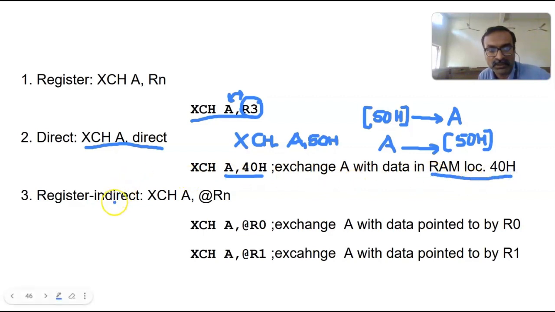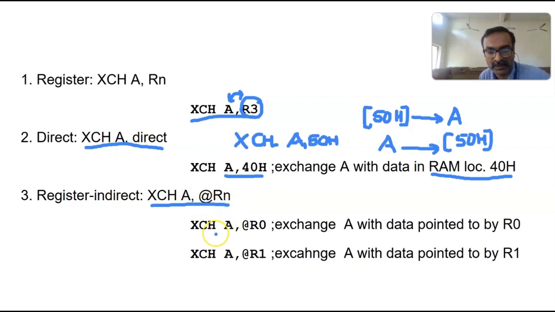And the third option is register indirect, that is XCH A comma @Rn. So Rn is a pointer. So whatever data is there inside the memory location pointed to by Rn, it is moved to accumulator, and whatever data is there in accumulator is moved to the memory location pointed by Rn.